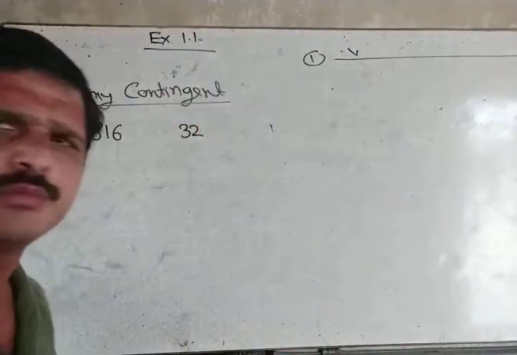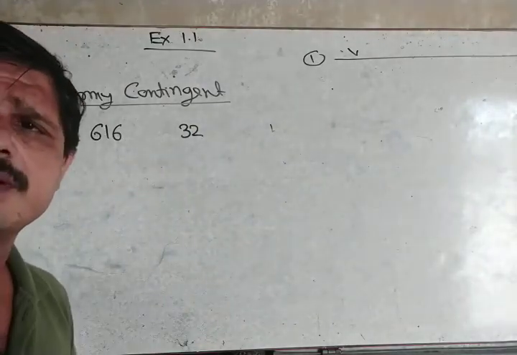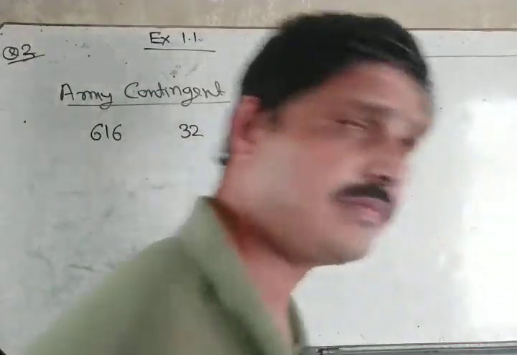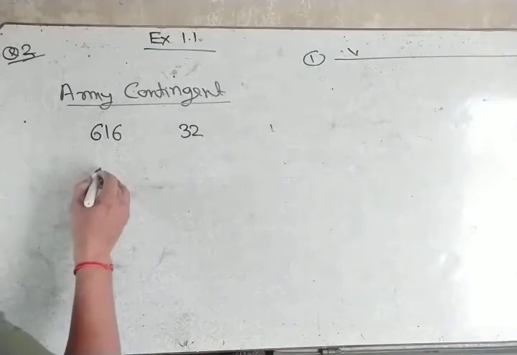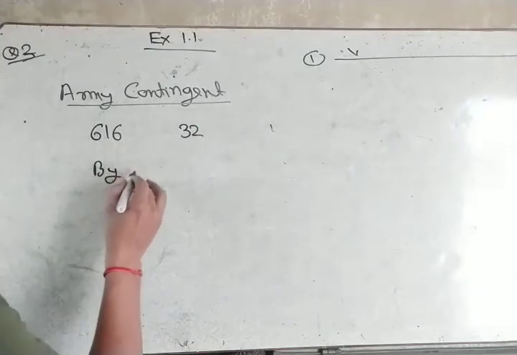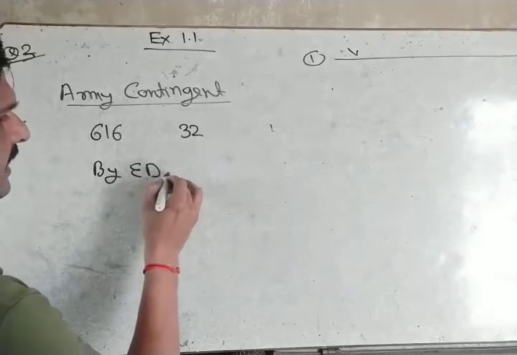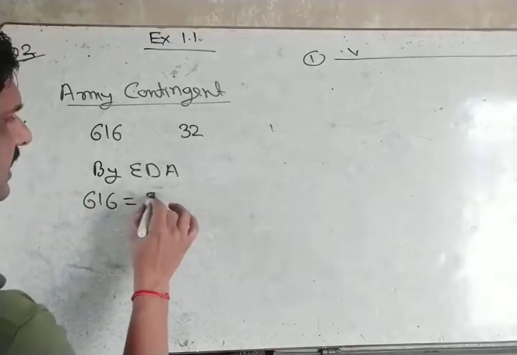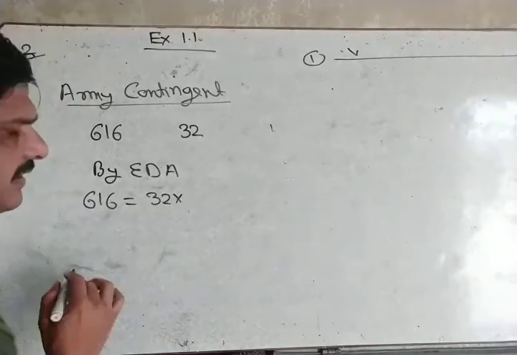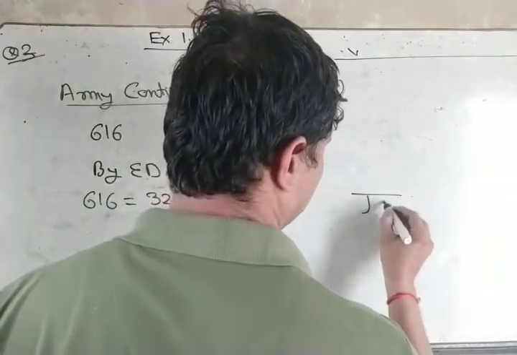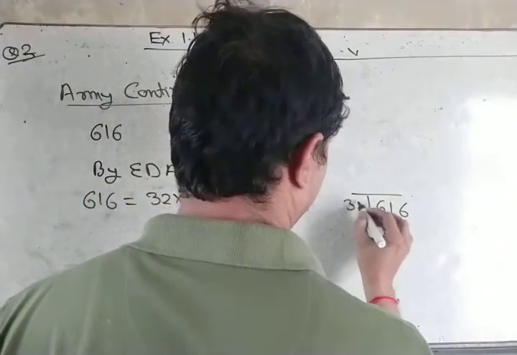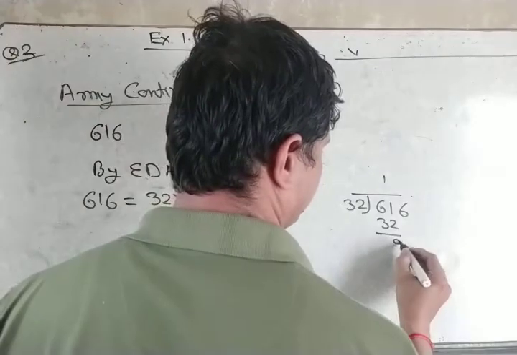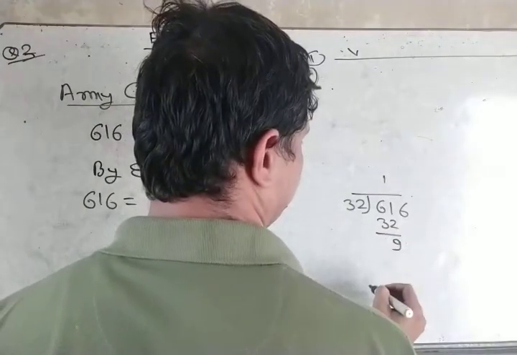by any of your means. You can find out HCF by dividing, by Euclid division lemma, anyhow. But what do we apply here? Euclid division lemma. So by Euclid division algorithm, 616 is here, 32. What can we write? We write here. So for that, 1 times what we will get?